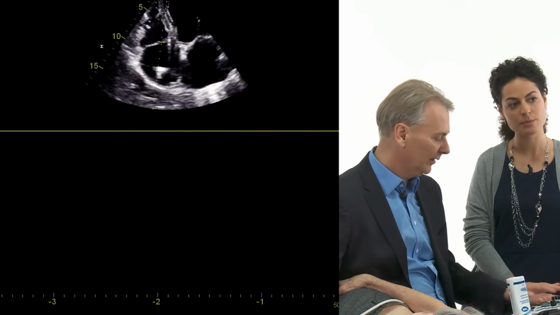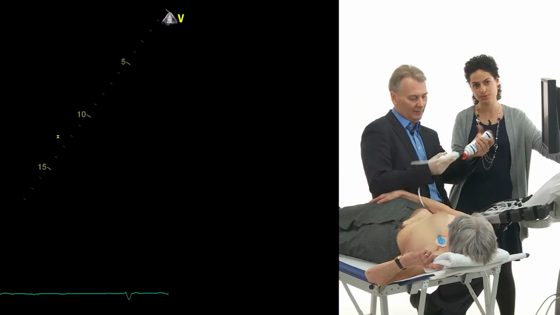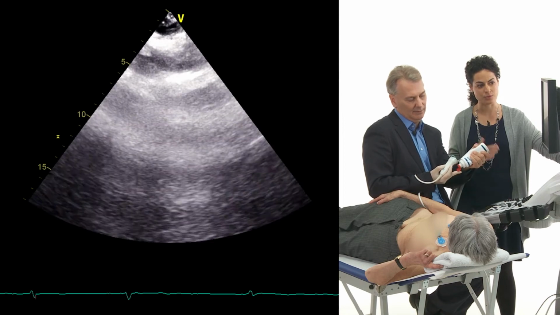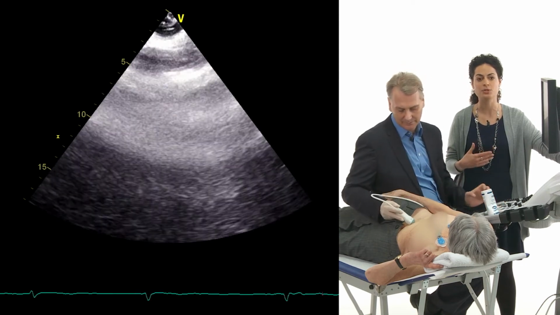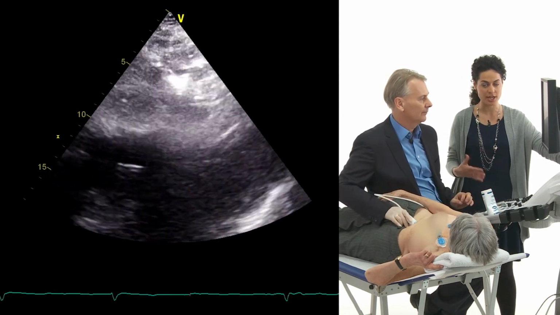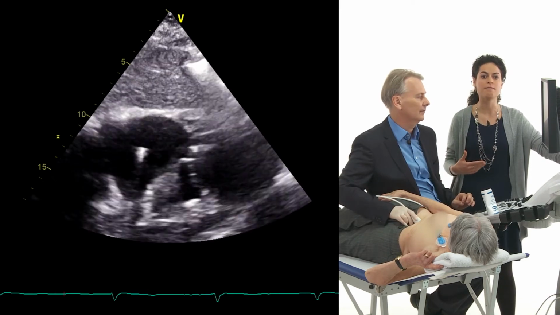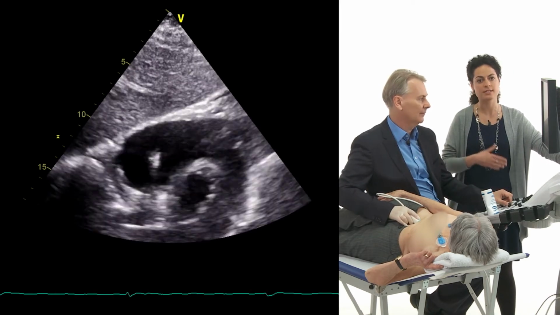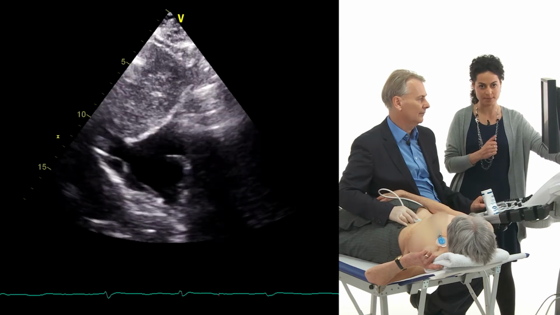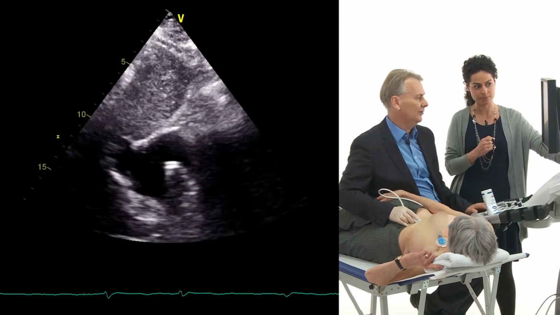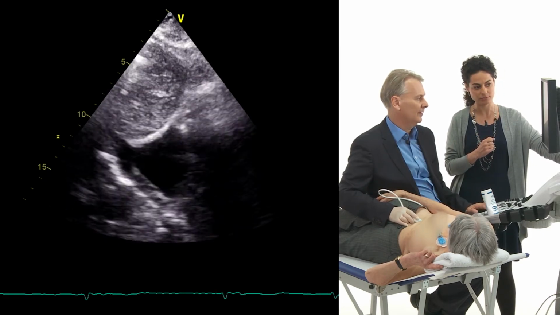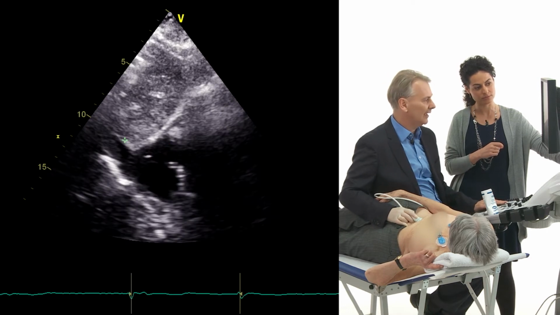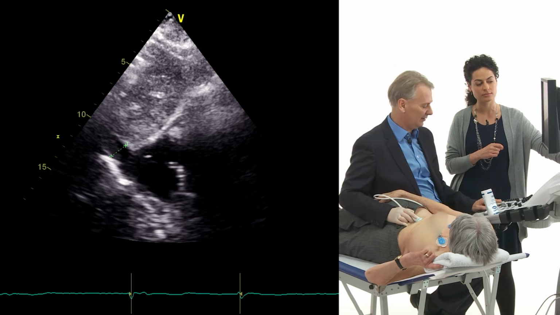And now what we need to do is we move to the subcostal approach because we need to assess right atrial pressure, and we do it by using the inferior vena cava as far as diameter and degree of collapsibility are concerned. Okay, here's the inferior vena cava. This is the diameter, 12, 13, so that's quite normal.